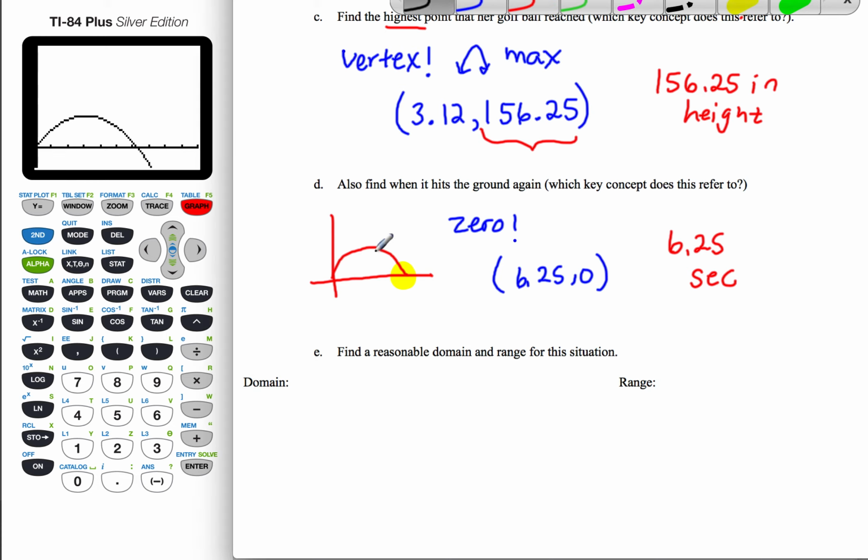So now it's asking us reasonable domain and range. Well, our domain, remember, is going to be all of our x values. So we want to think about, well, we already talked, it's going to be something right here, right? So our domain is going to go from when the smallest value x can be is 0, and then the largest x value happens right here at 6.25.